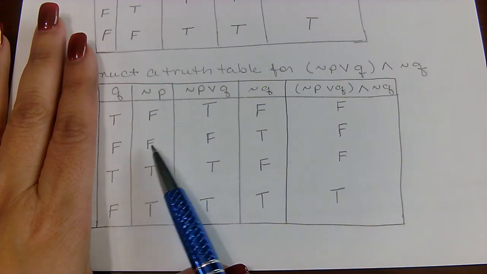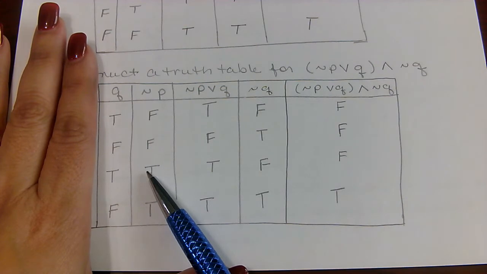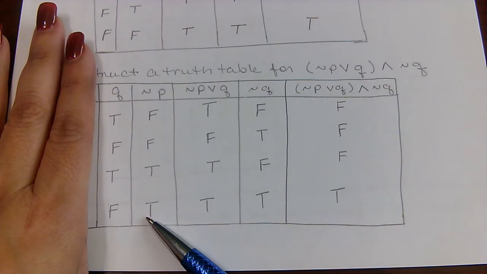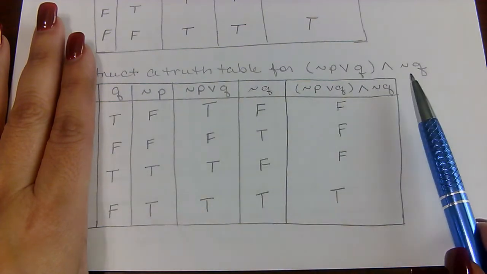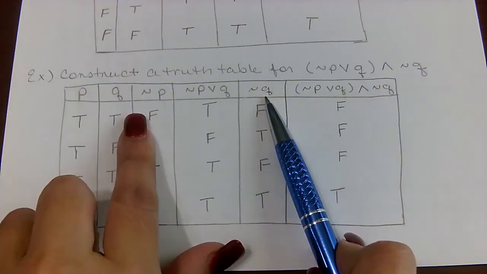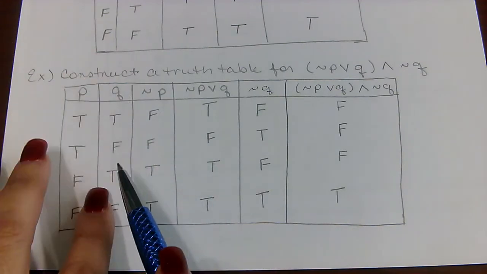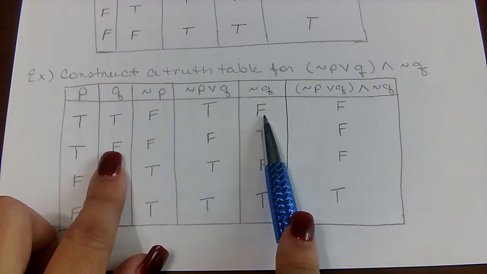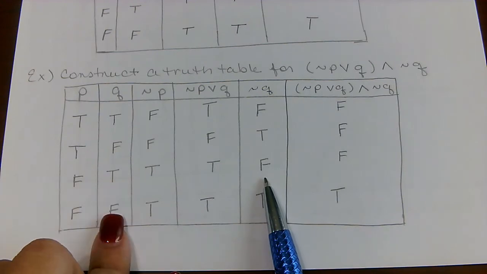False or false, they both said no, so this is no. Here they both said true, so this is going to be a true. And then here I have one saying no, but the other saying yes, and I just need one, so it's going to be true. Okay. The not Q, all I'm going to do is look at my Q column, so I'm not looking at the other two columns, I'm just looking specifically here, and I'm doing the opposite. If this is true, this is going to be false. False, true. True, false.